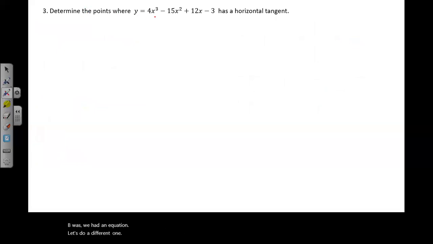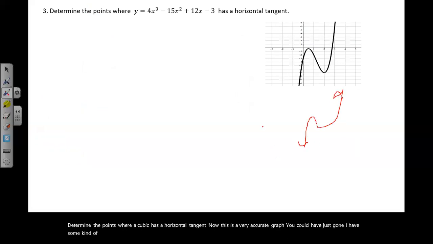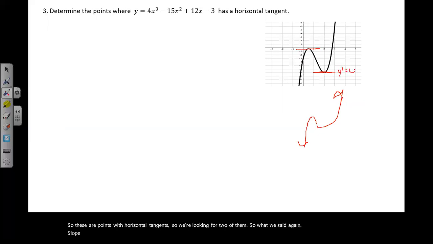Determine the points where a cubic has a horizontal tangent. Now, this is a very accurate graph. You could have just gone, I have some kind of cubic. Doesn't really matter. Horizontal tangent is where the slope of the tangent line is equal to 0. So these are points with horizontal tangents. We're looking for 2 of them. Again, slope or derivative equals 0.